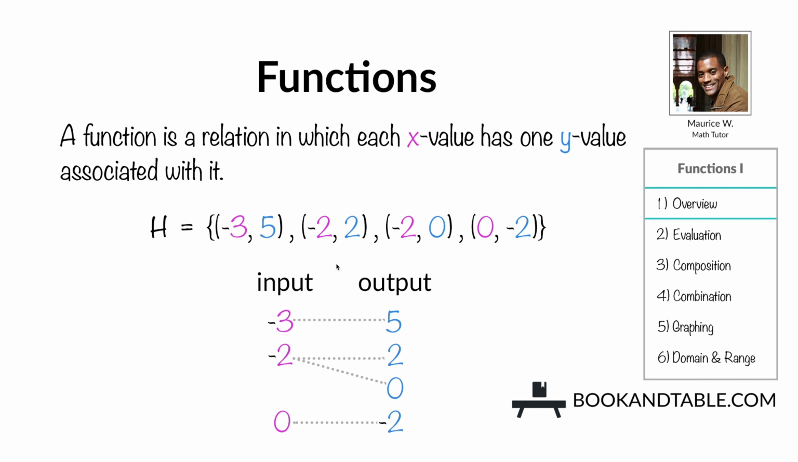So we have -2 twice for our input values, and each -2 is associated with a different output value, 2 and 0. So since this input, -2, can provide two different outputs, that lets you know that h is not a function.